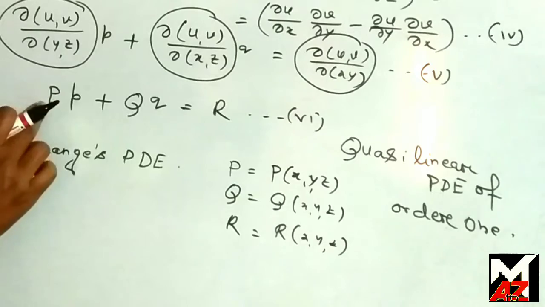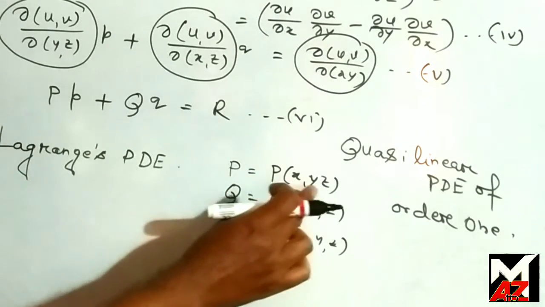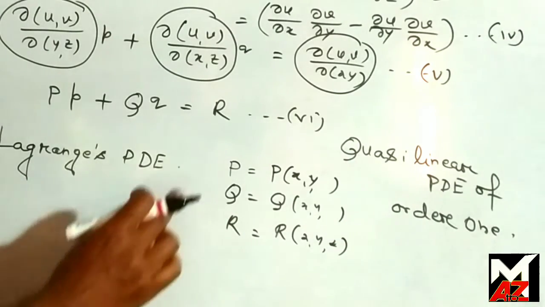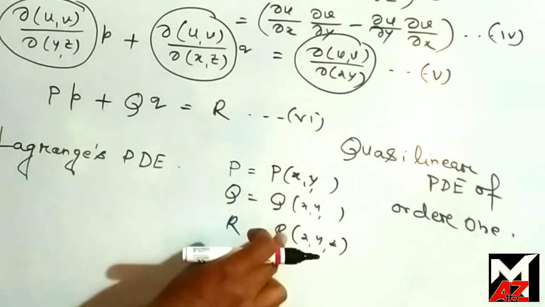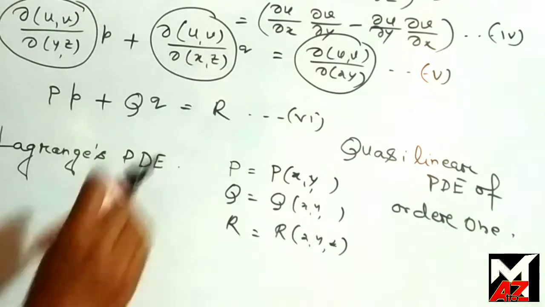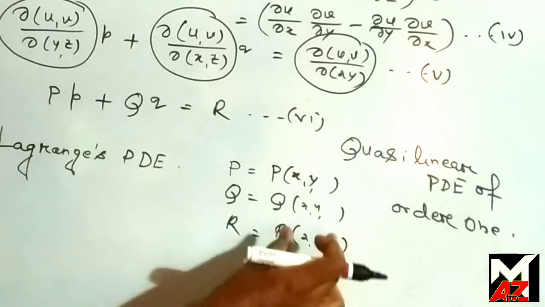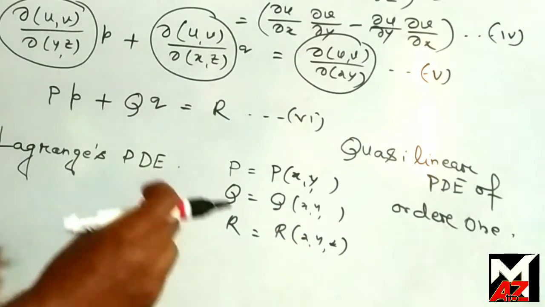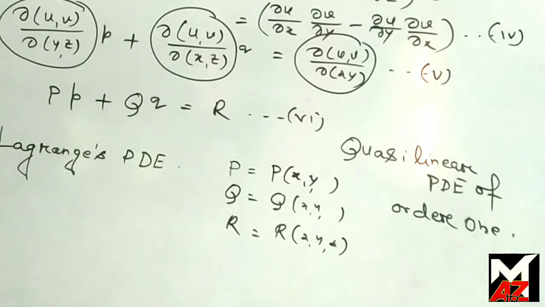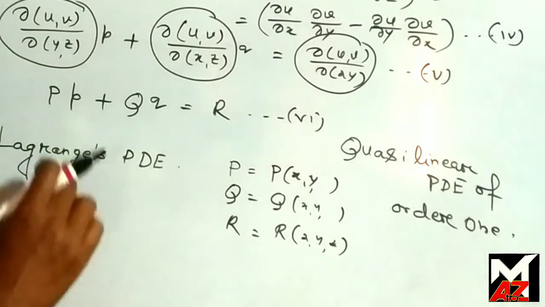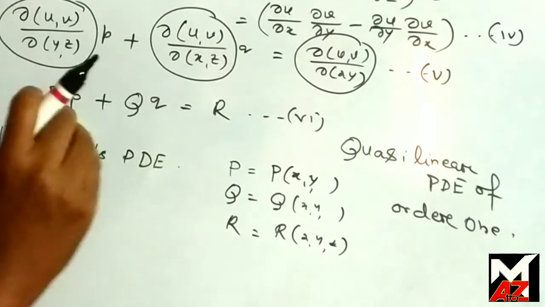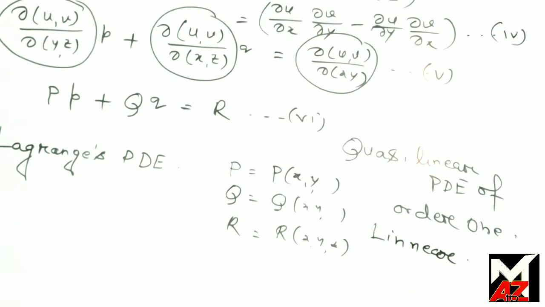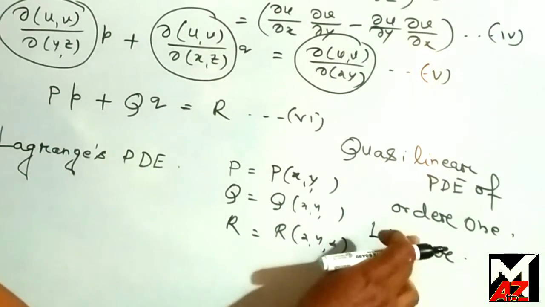If the functions P and Q are only functions of x and y, and the function R is a function of x, y, z, but only involves the term of z in power of 1, then this equation is known as a linear equation of first order.